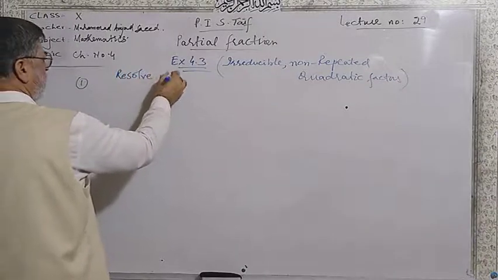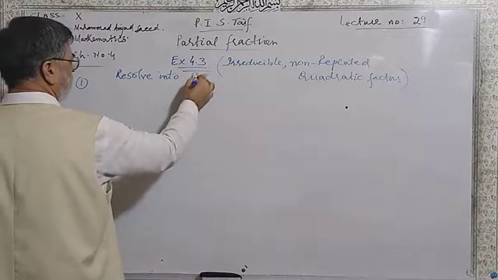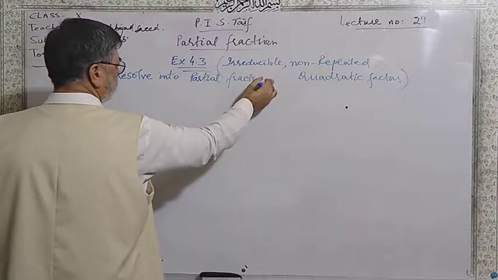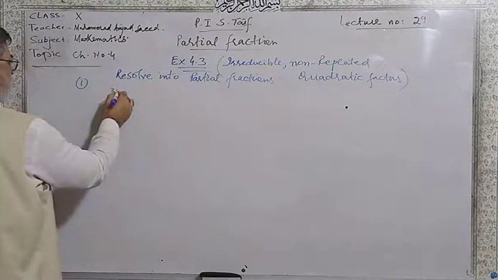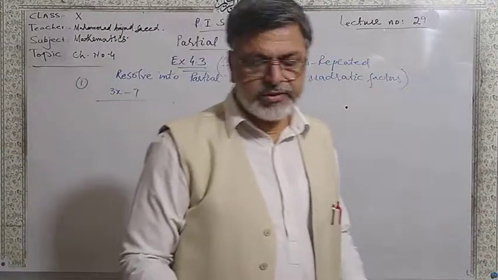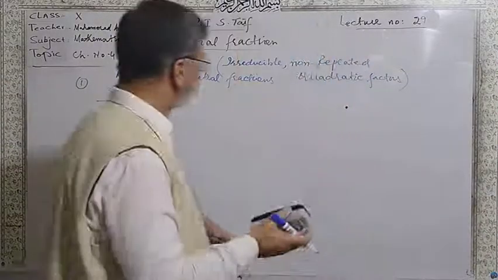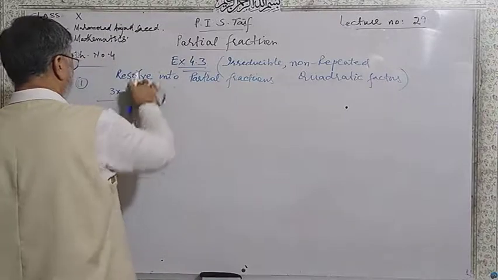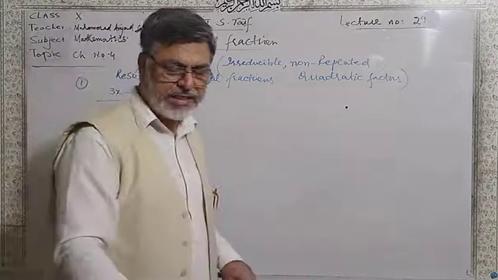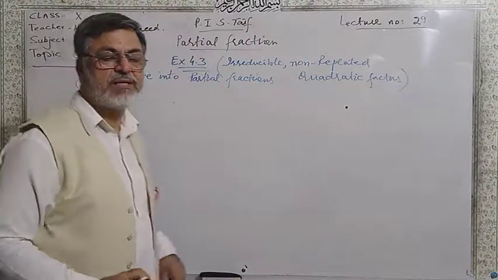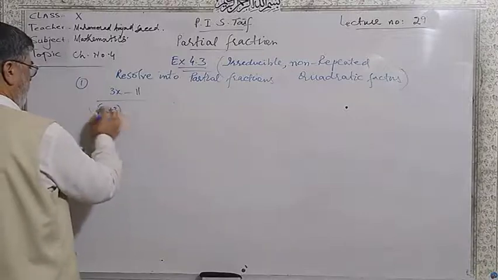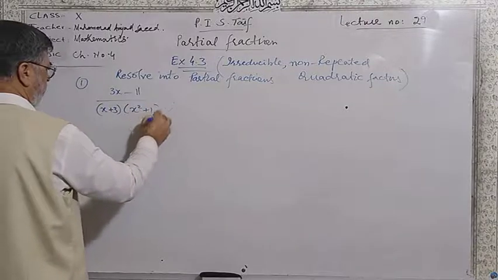Resolve into partial fractions (3x minus 11) over (x plus 3) into (x square plus 1).